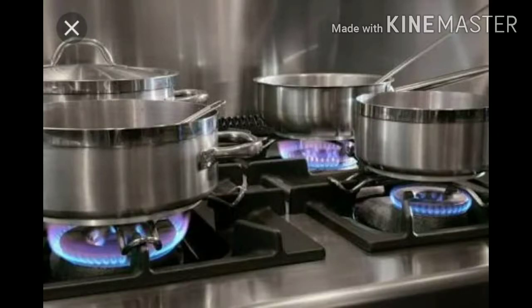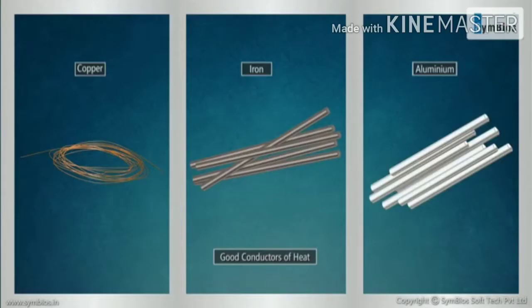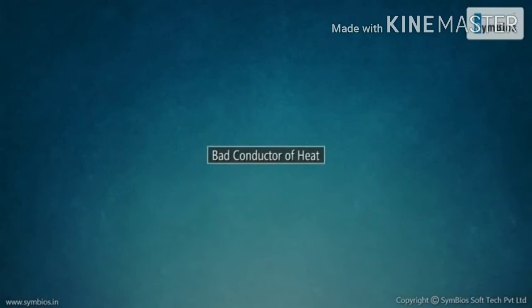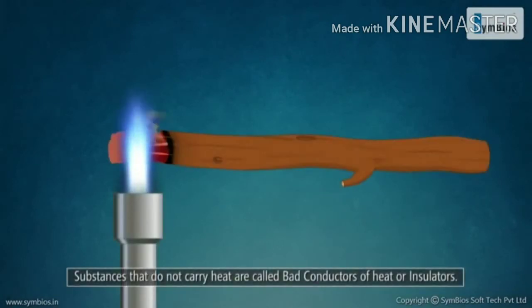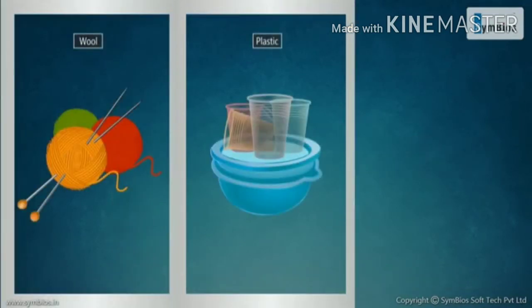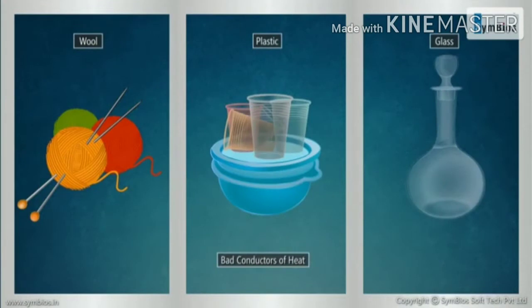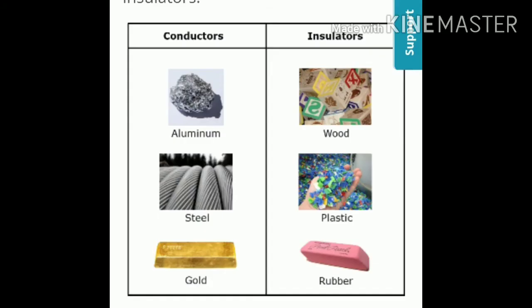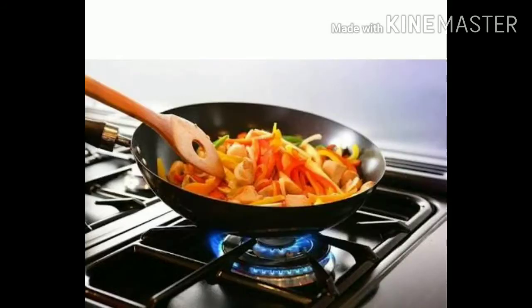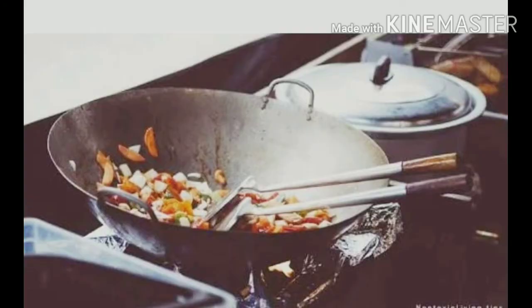Now we will see some examples of conduction in daily life. You know, all metals are good conductors of heat. The substances which do not conduct heat easily are called bad conductors or insulators. For example, wood, cork, cotton, wool, glass, rubber, etc. They are all insulators. When we cook food in vessels made of metals, when the vessel is heated, heat is transferred from the metal to food easily.